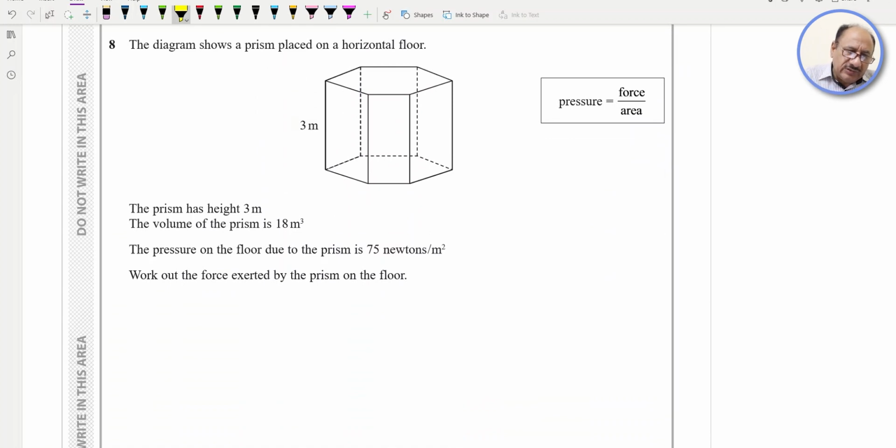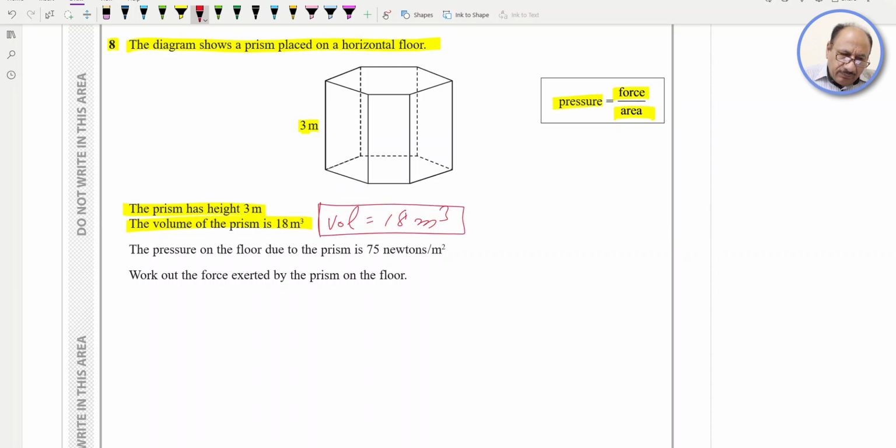Question 8 says the diagram shows a prism placed on a horizontal floor, and they have provided us this formula also. The prism has height 3 meters. The volume of the prism is 18 meter cube. This is the information provided.